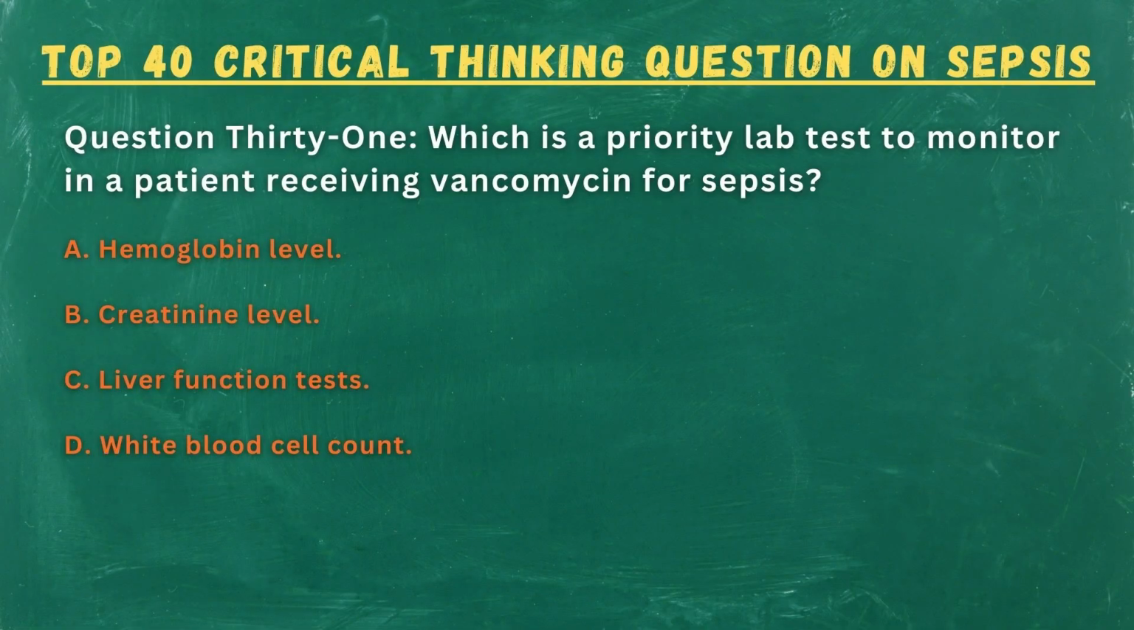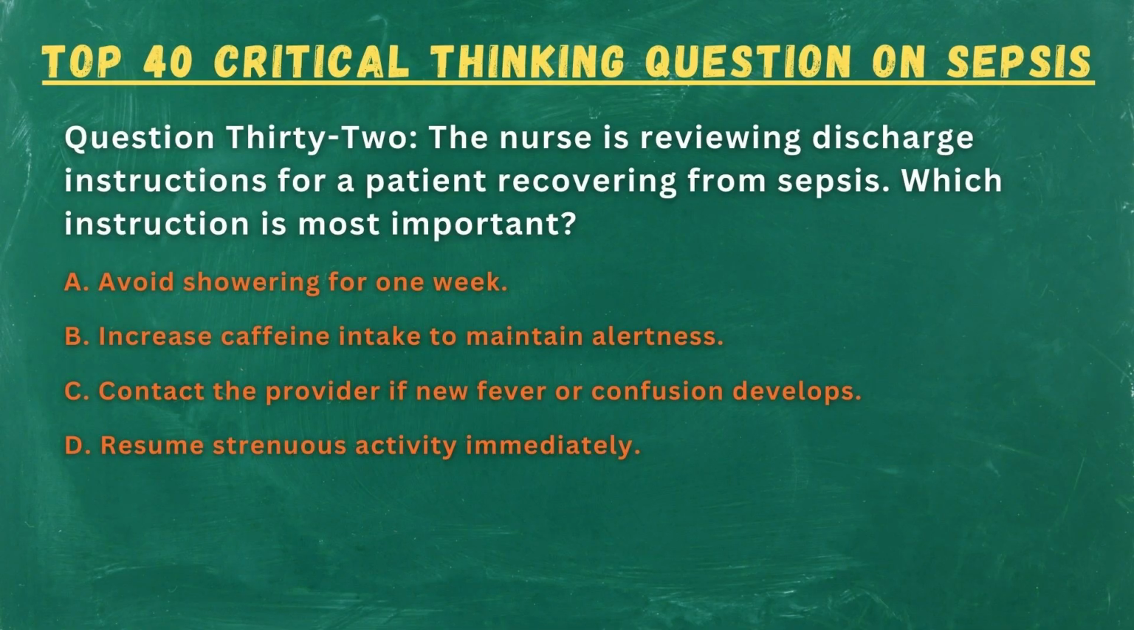Question 31. Which is a priority lab test to monitor in a patient receiving vancomycin for sepsis? A. Hemoglobin level. B. Creatinine level. C. Liver function tests. D. White blood cell count. Answer: B. Creatinine level.